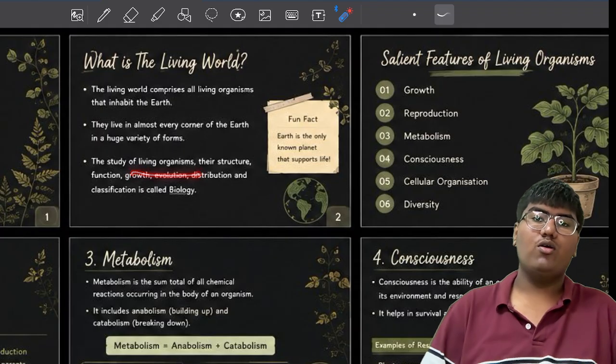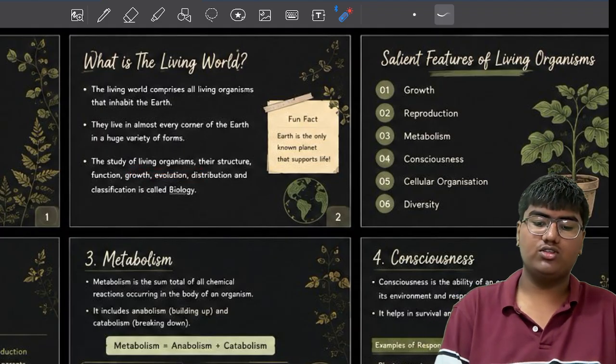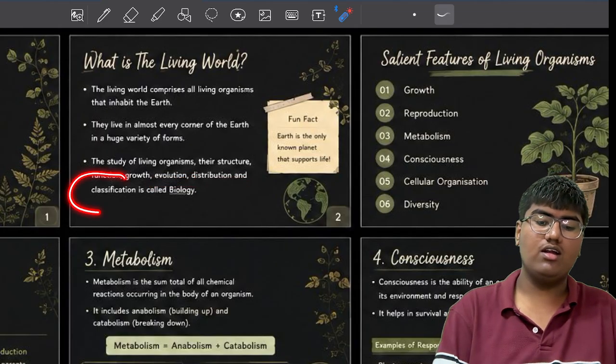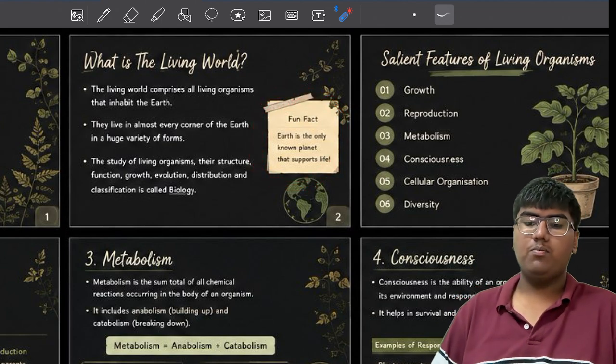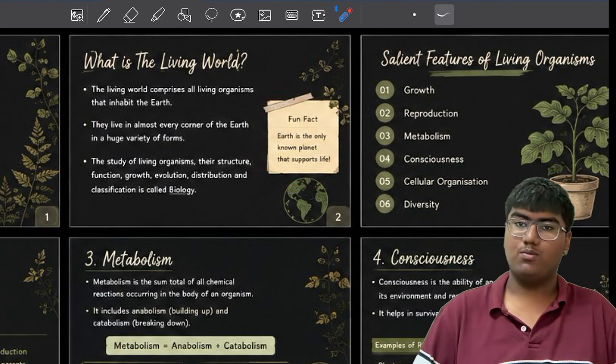The study of living organisms, their structure and function, growth, evolution, distribution, and classification is biology. So Earth is the only planet that supports life.